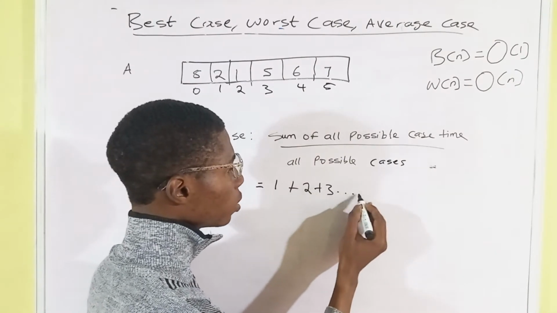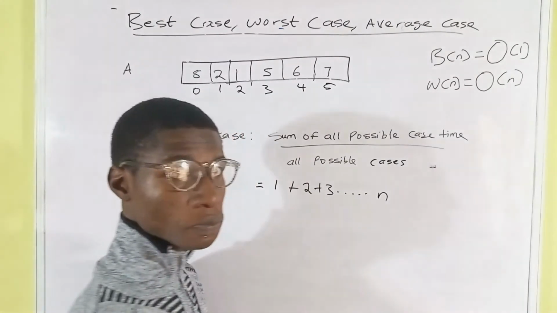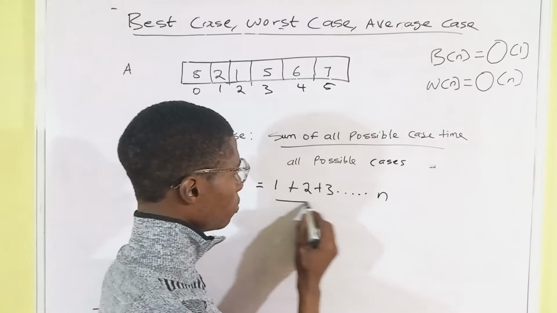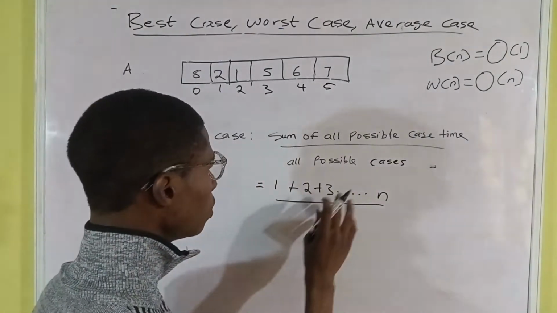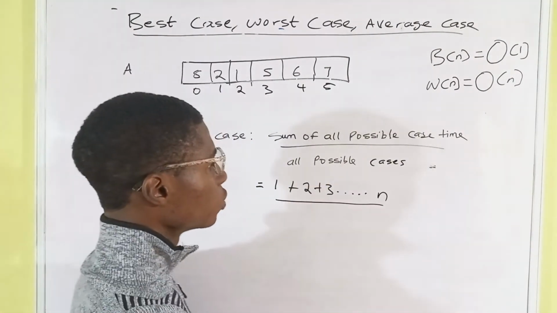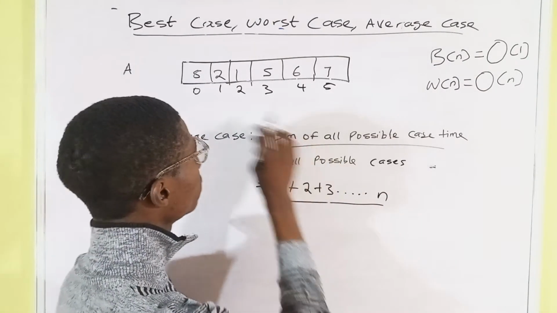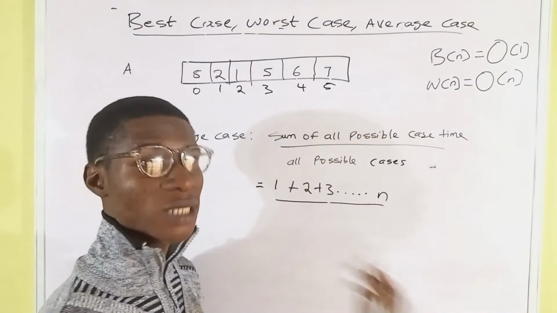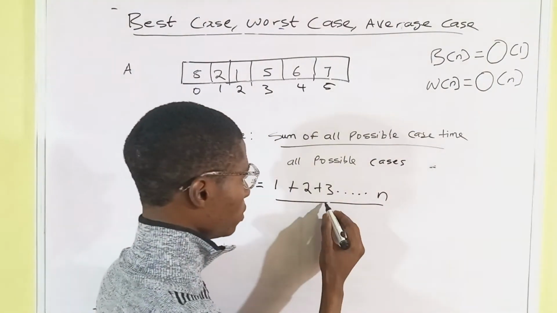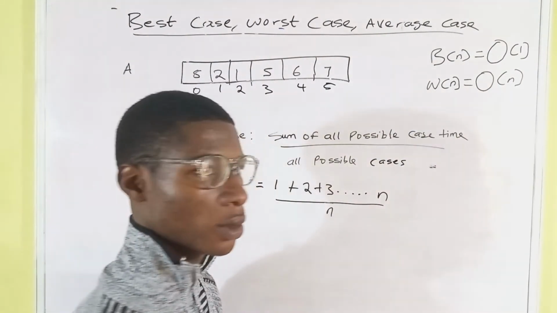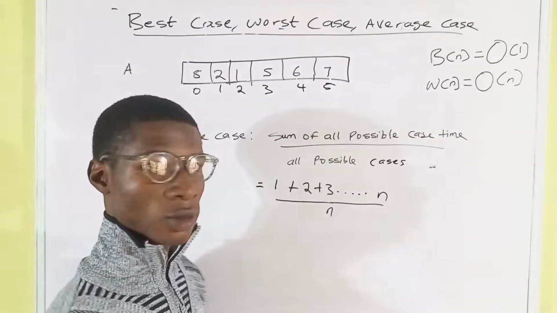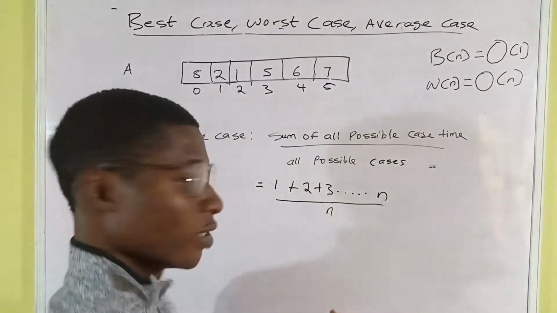So, and so on and so forth till the end, over all possible cases. So all possible cases will be the total numbers here. In this case, that will be the length of the array, the size of the array, right? That is over n, okay?